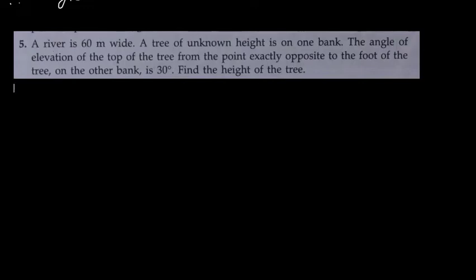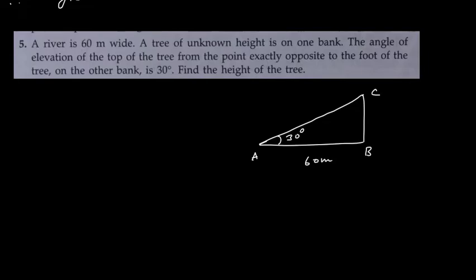Okay. So there is a river and its width is given. Width is 60 meters. So suppose this is the width of the river, 60 meter. A tree of unknown height is on one bank. On one side there is a tree whose height is not known. The angle of elevation of the top of the tree from the point exactly opposite to the foot of the tree on the other bank is 30 degree. You have to find the height of the tree.